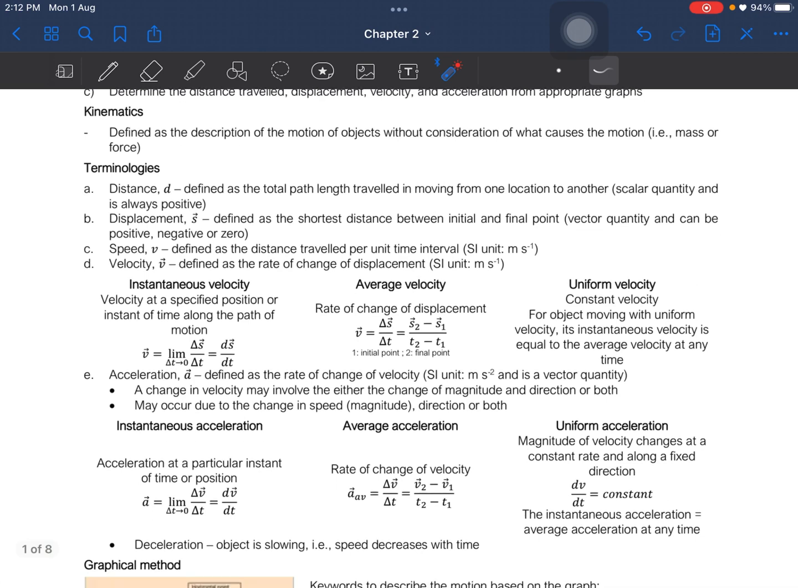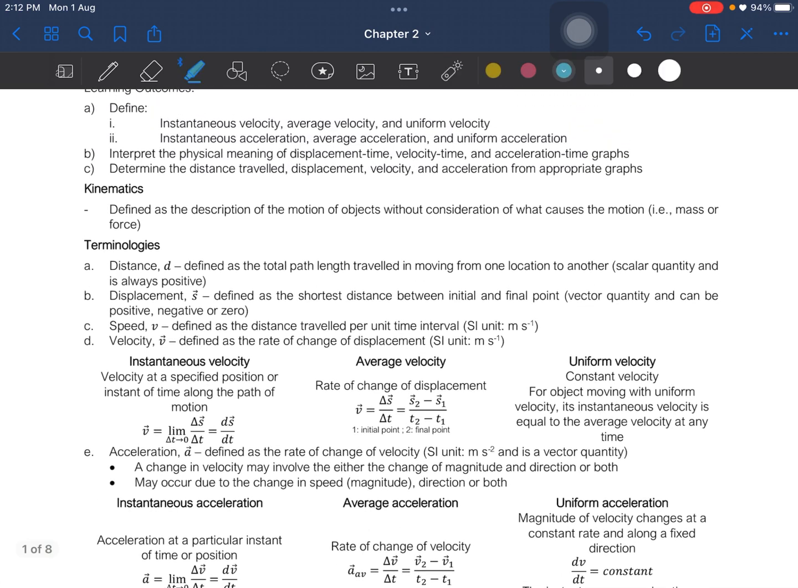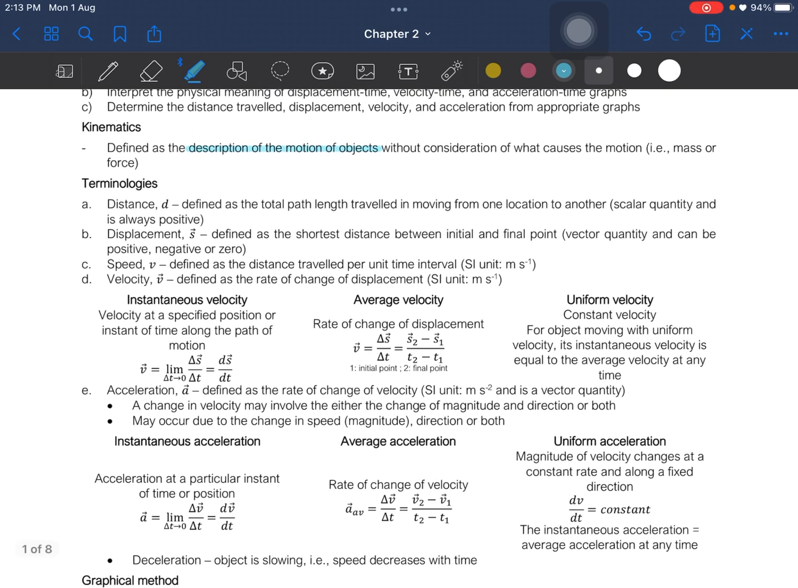So firstly, what is kinematics? Kinematics is defined as the description of motion of objects without consideration of what causes the motion. Now the terminologies that you need to know in this subtopic, or in this chapter, are distance, which is small letter d, displacement s, speed v, and velocity v as well. Please make sure you know the definition for each of these.